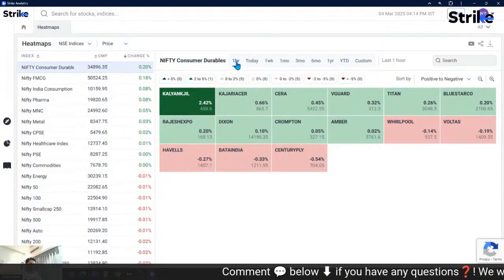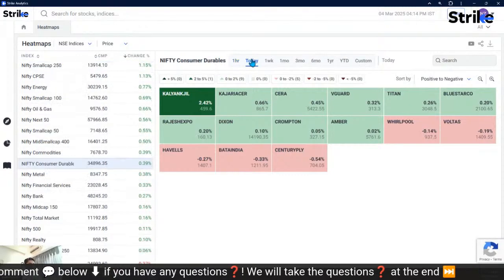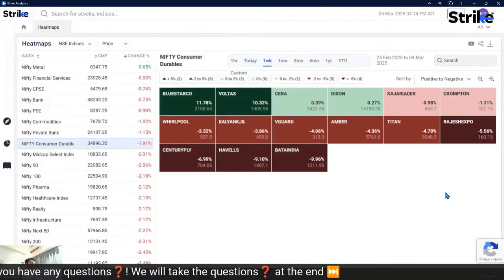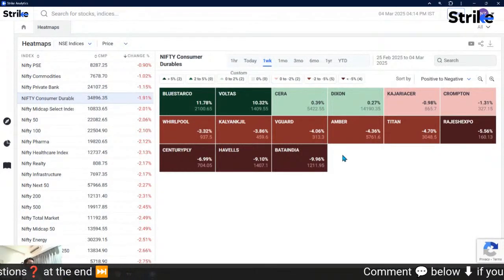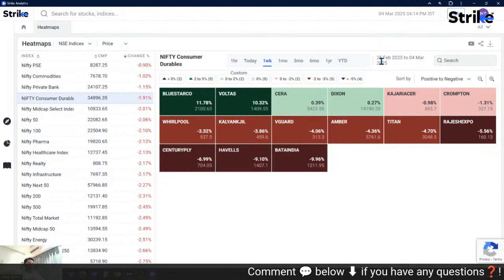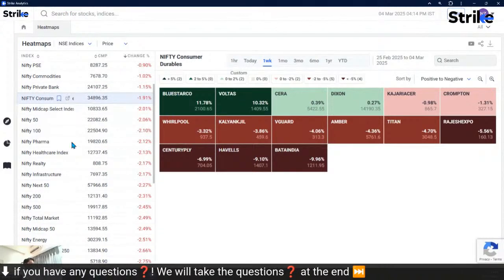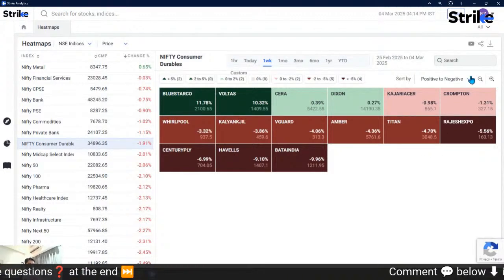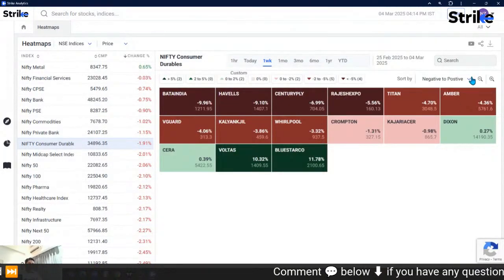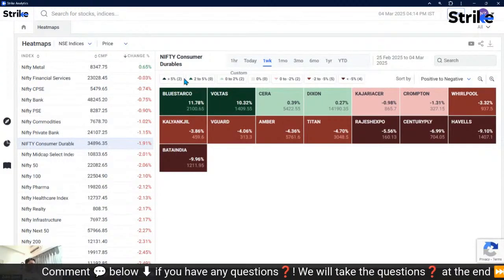You can also see the heat map of the last 1 hour. Today is daily. You can also look at the sectoral heat maps for 1 week. So in the last 1 week, from 25th Feb to today, 4th March, which sectors performed and which did not, and their heat maps will open up over here. You can also sort it by positive to negative or negative to positive, whichever way you wish to look at it. You can zoom out, zoom in, there are various things you can do.